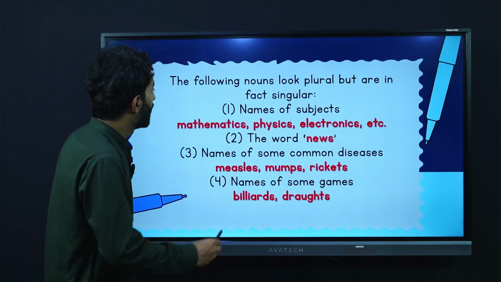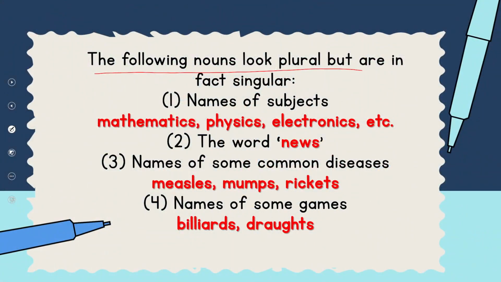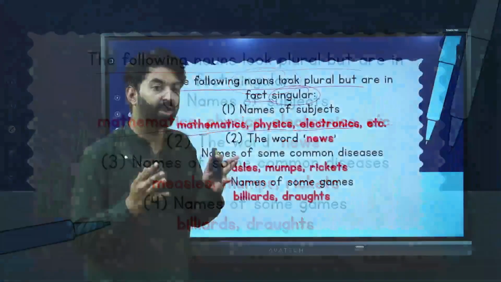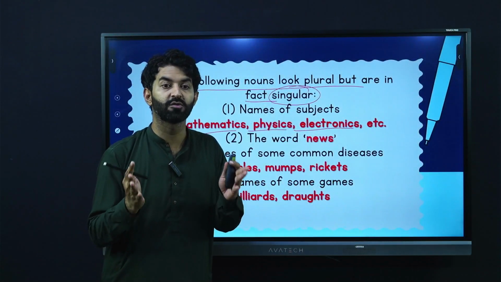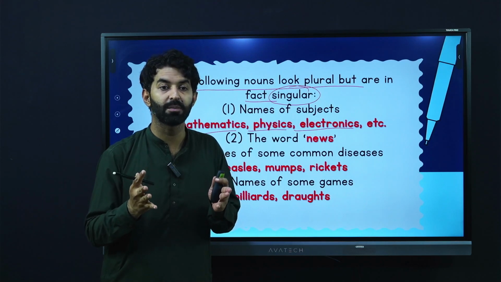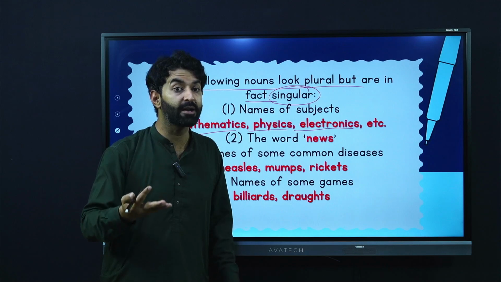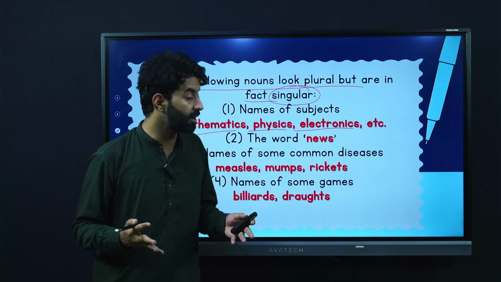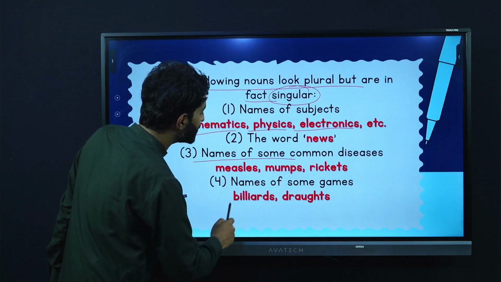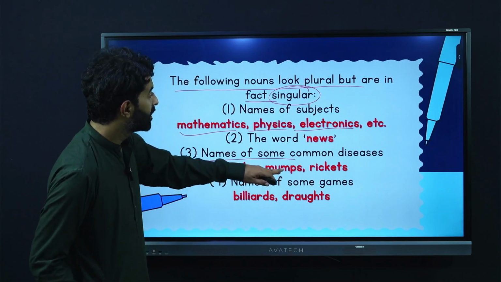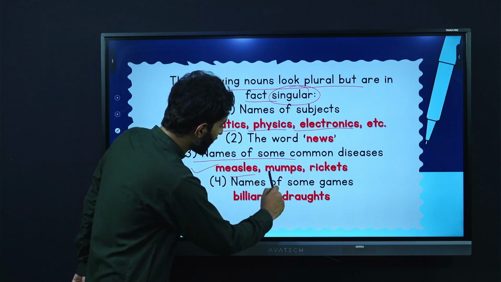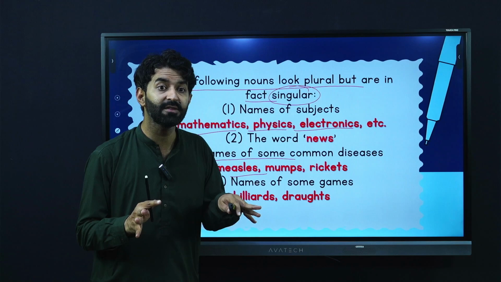Now, all these following nouns look plural, but they are in fact singular. For example, the names of your subjects like mathematics, physics, electronics, etc. We know that if we are talking about mathematics, we are talking about this one subject which is named mathematics. So you don't need to add s to it and you don't need to make it plural. And there are names of some common diseases like measles, mumps. Now, they look like they are plural, but they will be acting as singular.